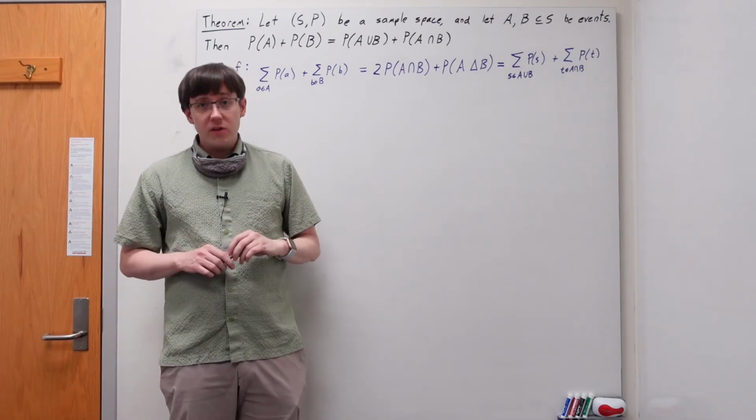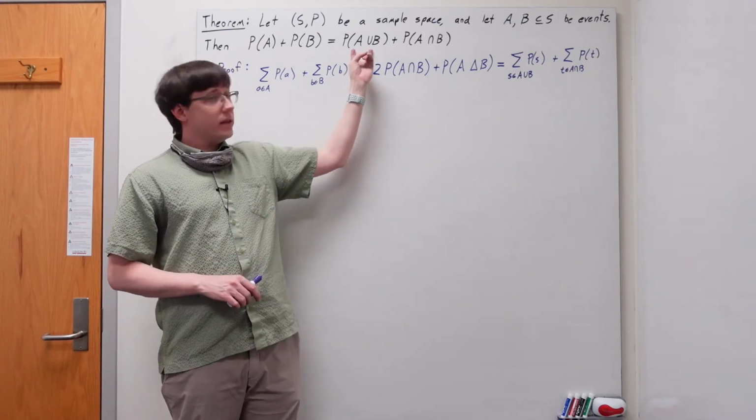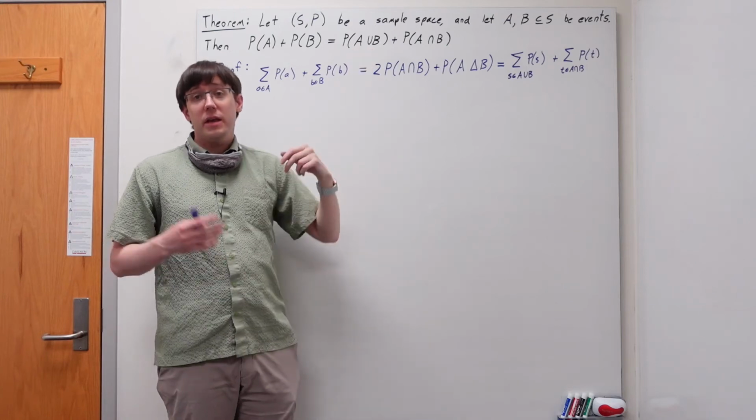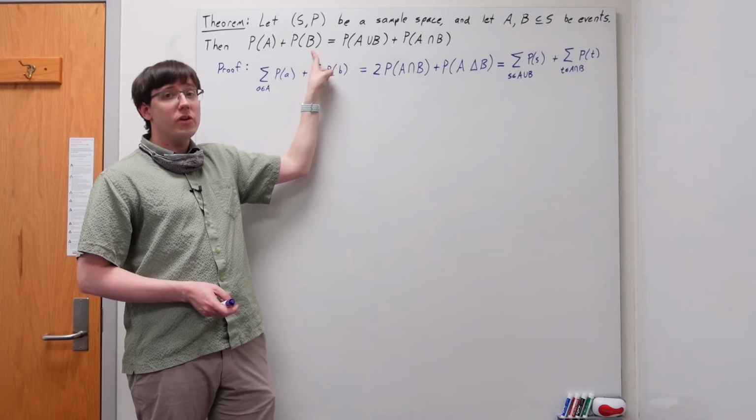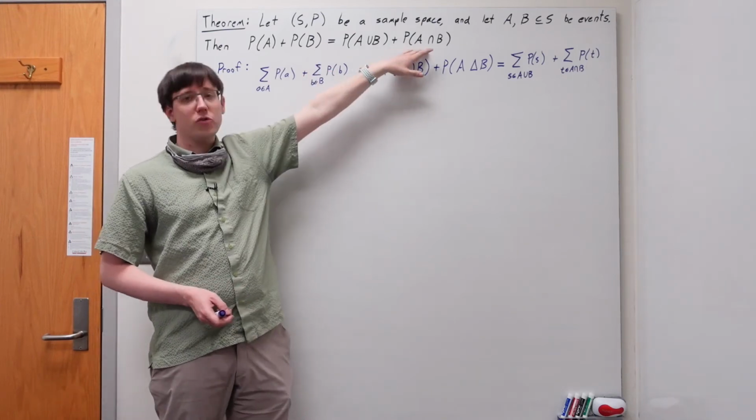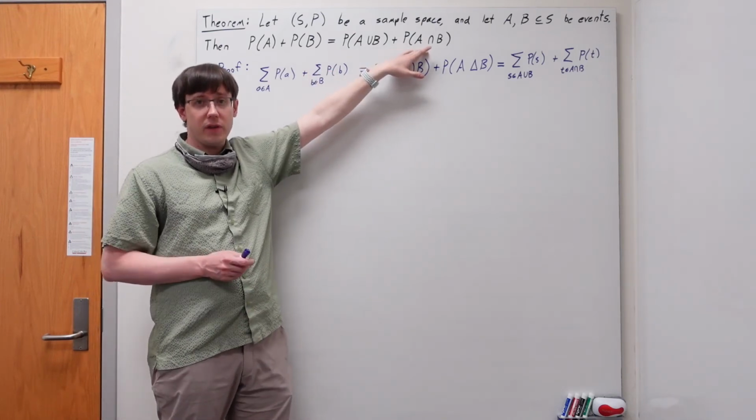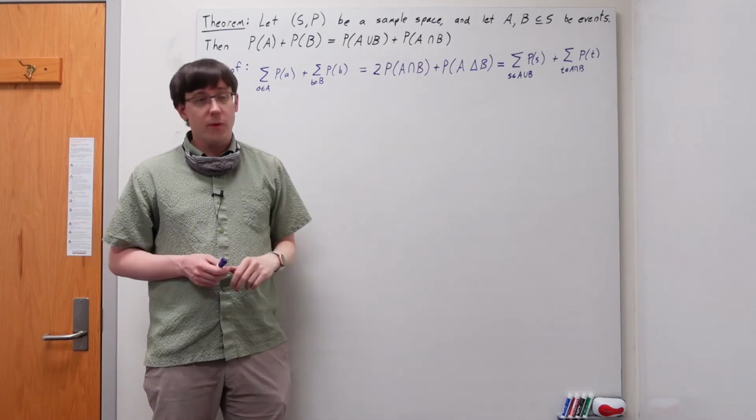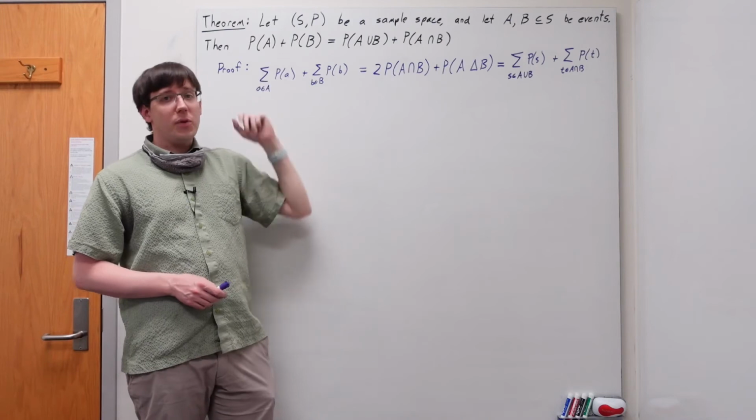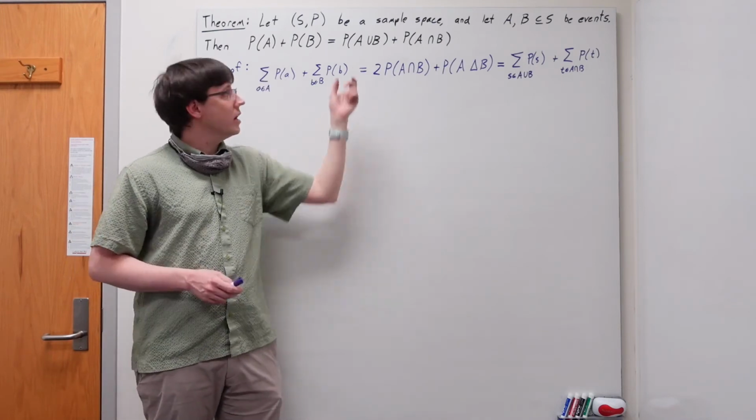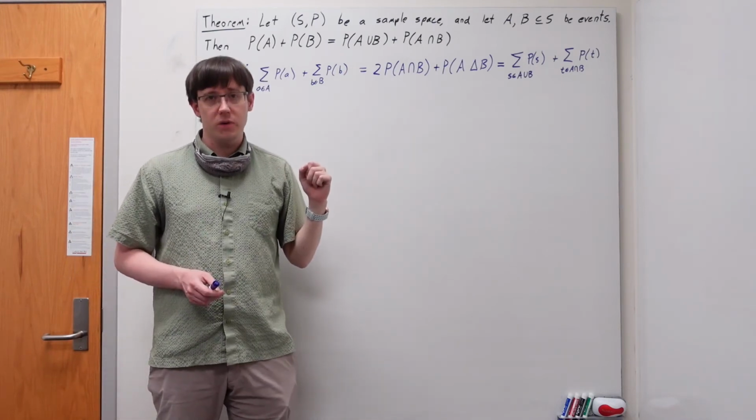And this is particularly useful if we want to calculate the probability of either of 2 events occurring. We can add up the individual probabilities and then subtract the probability of the intersection. Or if we want to calculate the probability of the intersection, we can add up the individual probabilities and then subtract the probability of the union.